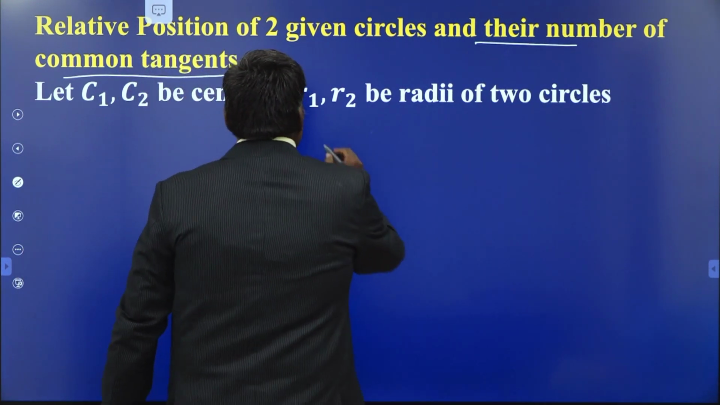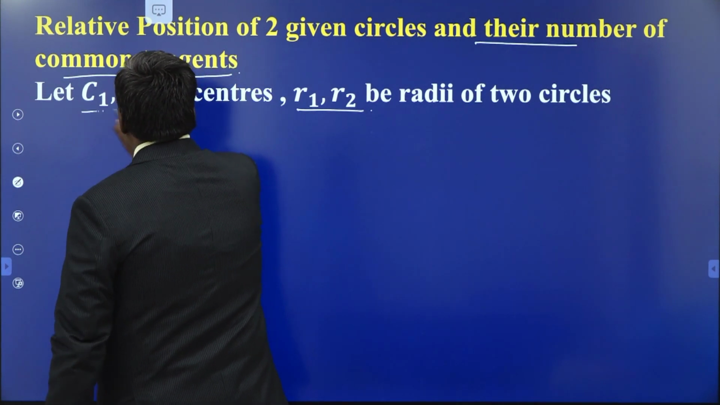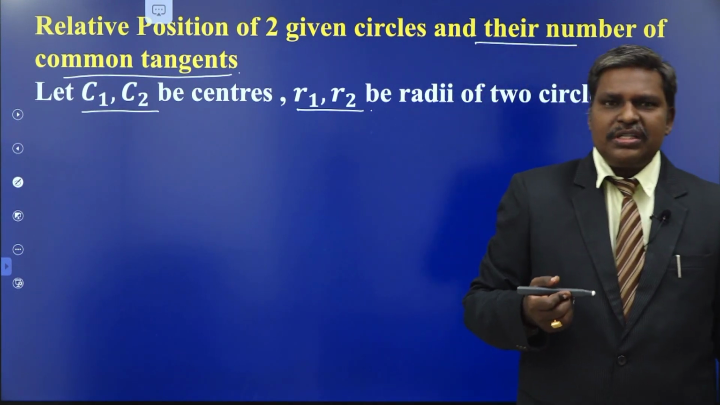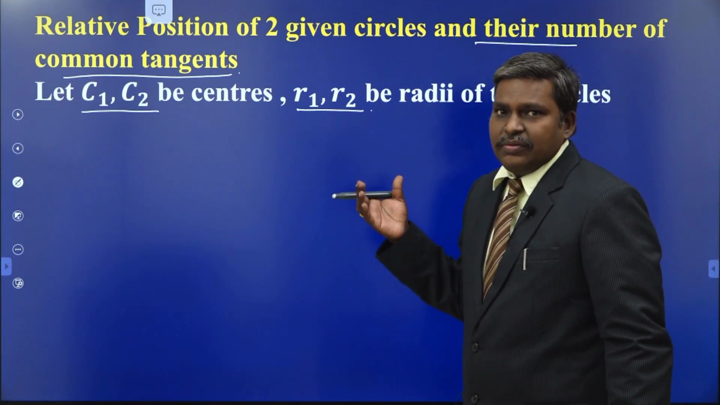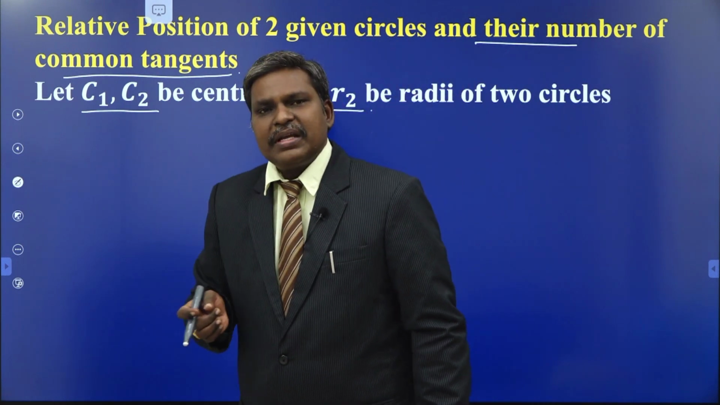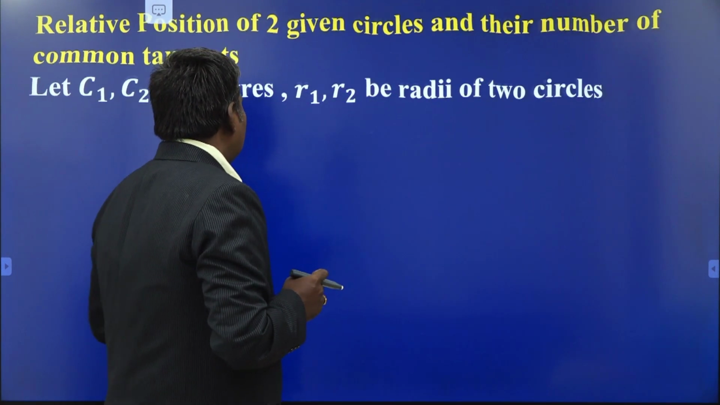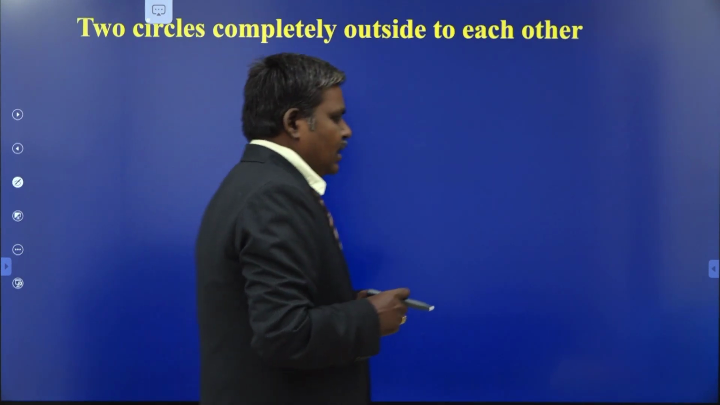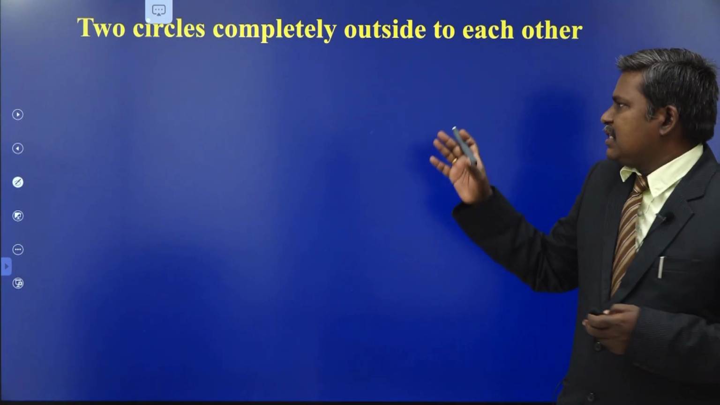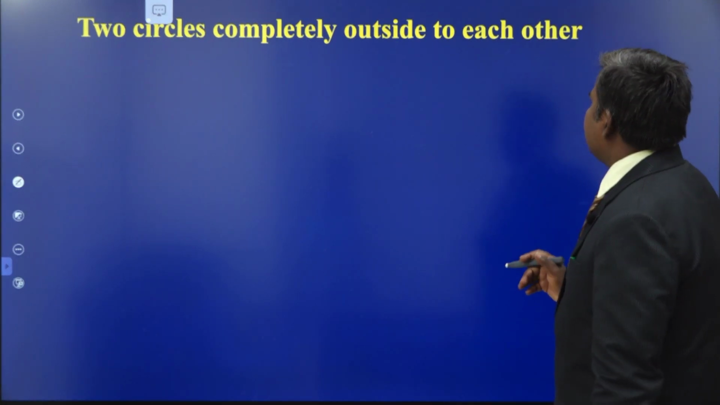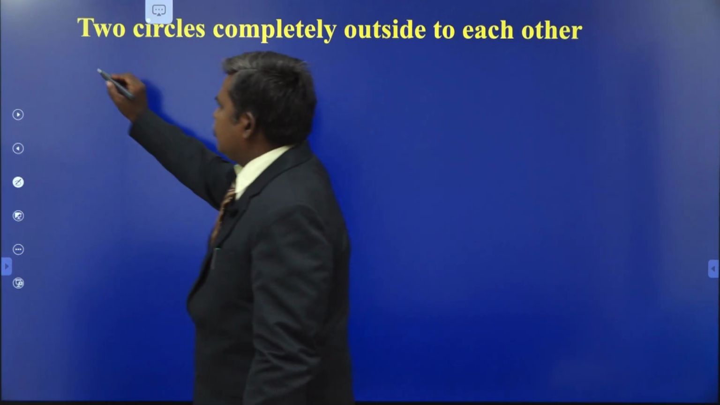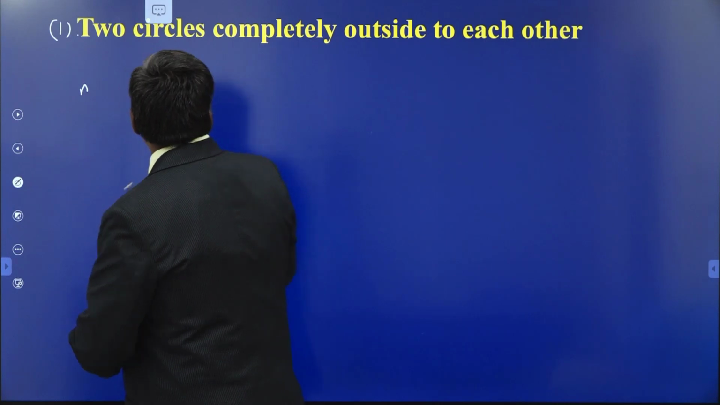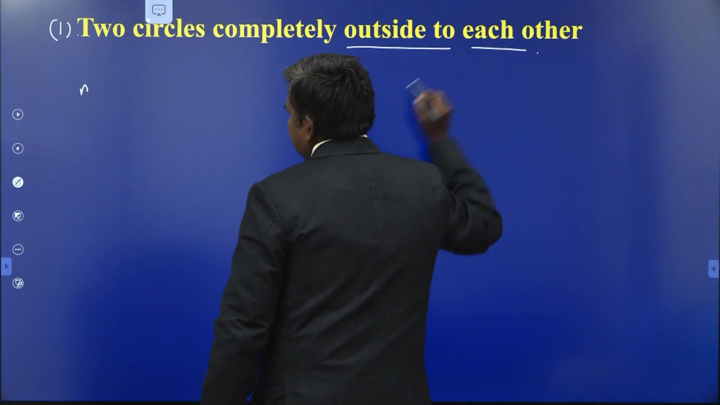Suppose R1, R2 are the radii of the two circles, and C1, C2 are the centers of the two circles. Now let us see the various positions of the two circles relative to each other in the given plane. See carefully. This is the first case: the two circles are completely outside each other. So case 1, there are two circles completely outside each other.